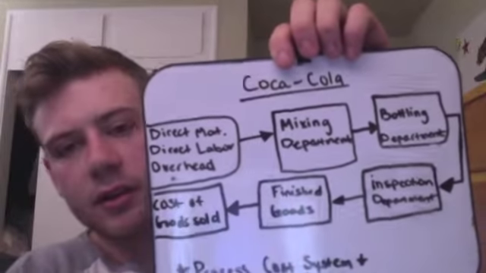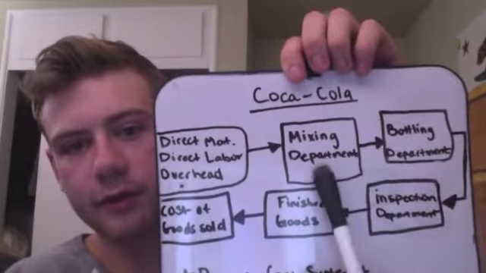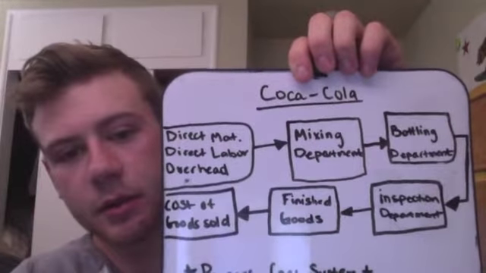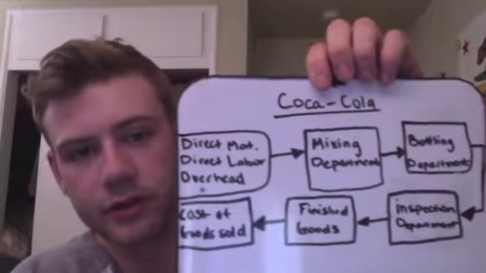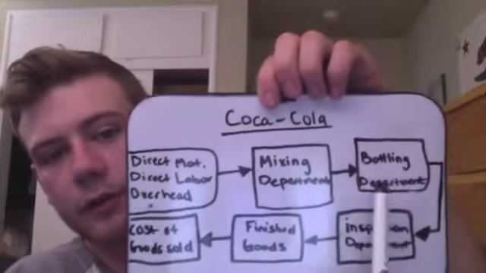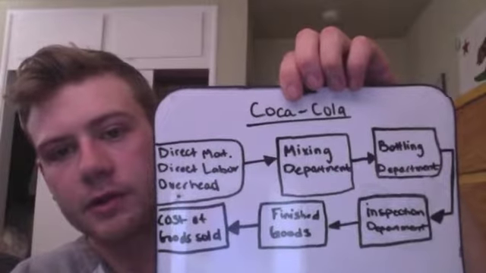So a good example of a company that would use process costing is Coca-Cola. They mass produce large numbers of the exact same product, but they all have to start by collecting their direct materials, direct labor, and their overhead. Once the costs are all collected, then they can move on to the first stage of production, and that would be the mixing department. In the mixing department, that's where all the water, sugar, everything's mixed together to make the liquid for the drink.